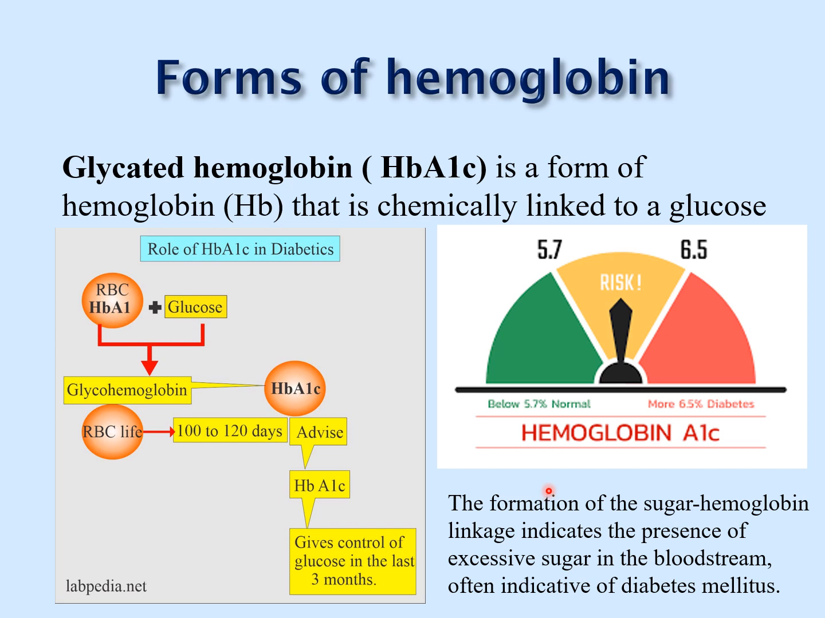Between 5.7 and 6.5, we can say there is a higher risk of, for example, diabetes mellitus, because as a rule, this test is used for diagnostics of this disease. And if the concentration is more than 6.5, we can say there is a constant higher concentration of glucose in blood, and it can be, for example, in the case of diabetes mellitus. This is exactly it.